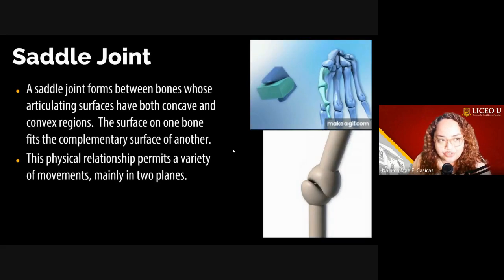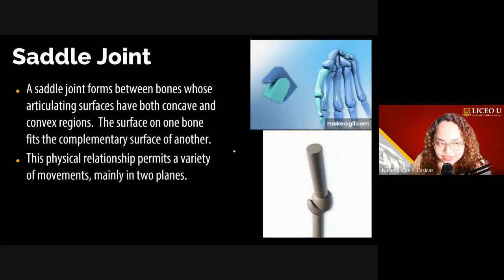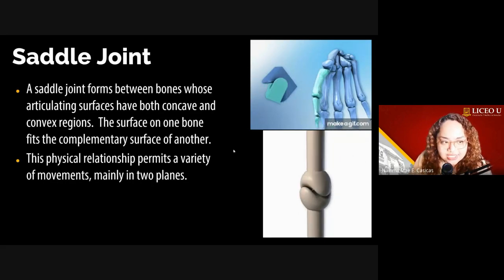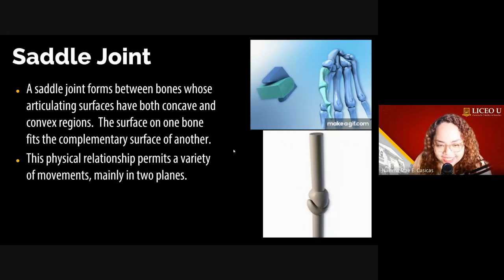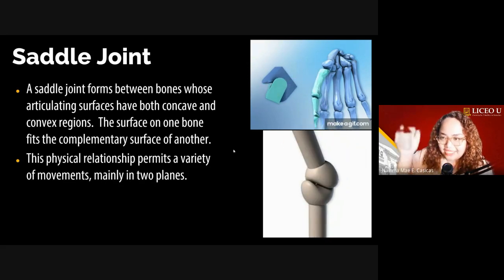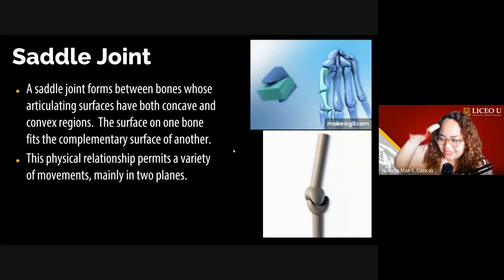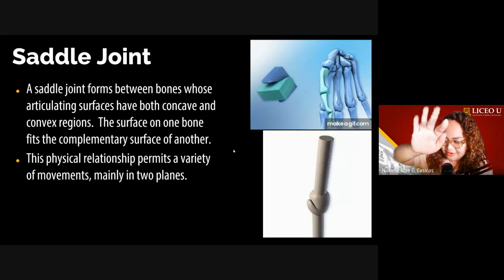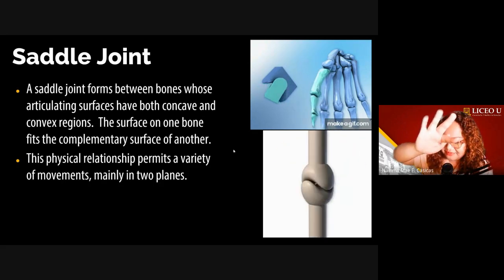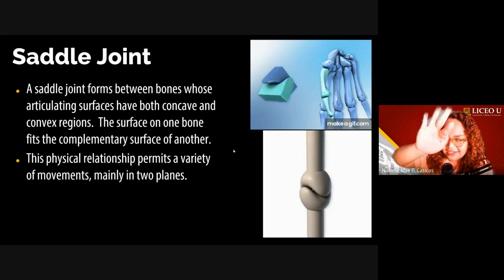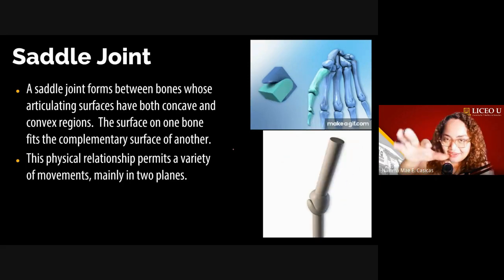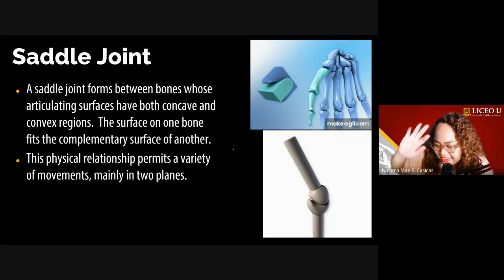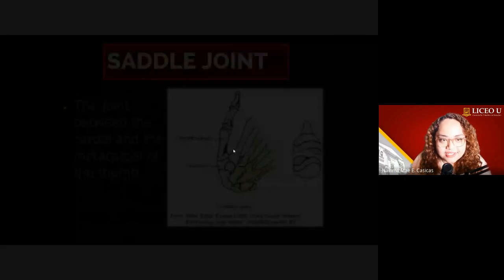Then you have your saddle joint. A saddle joint forms between bones whose articulating surfaces have both concave and convex regions. This physical relationship permits a variety of movements, mainly in two planes, found in your thumb. Look at your thumb. Your thumb can go through a lot of planes. Of course, double jointed people can bend backwards, but for normal people, dili. So that's your saddle joint.